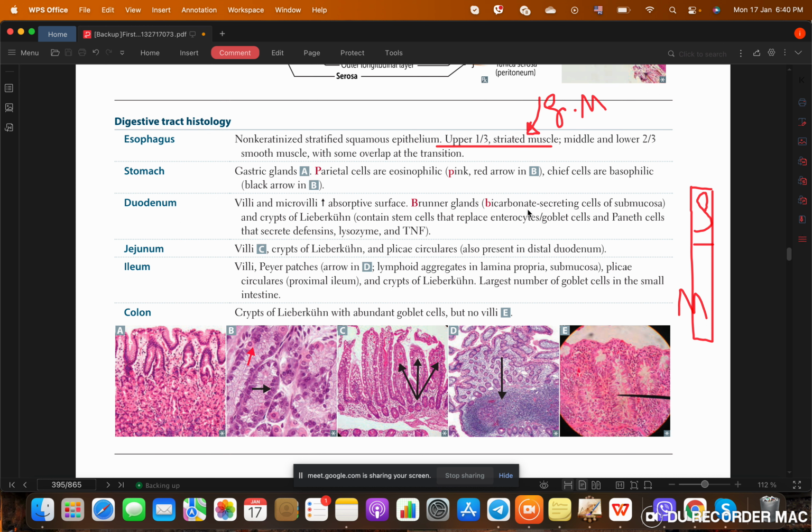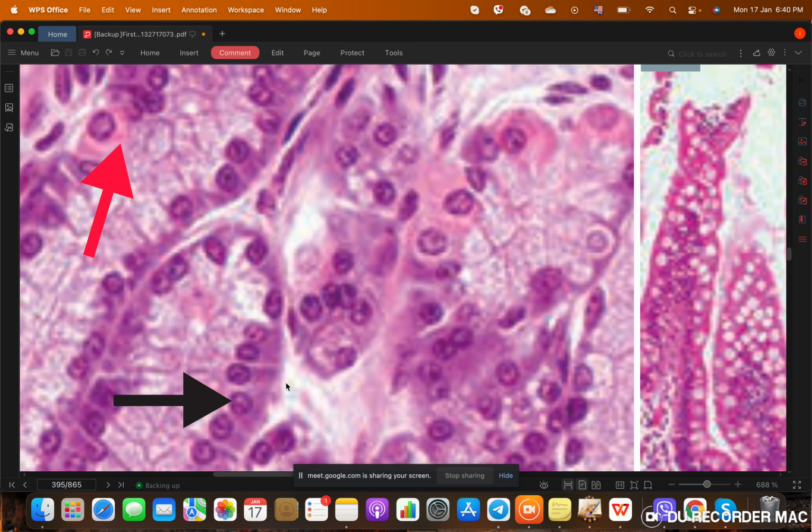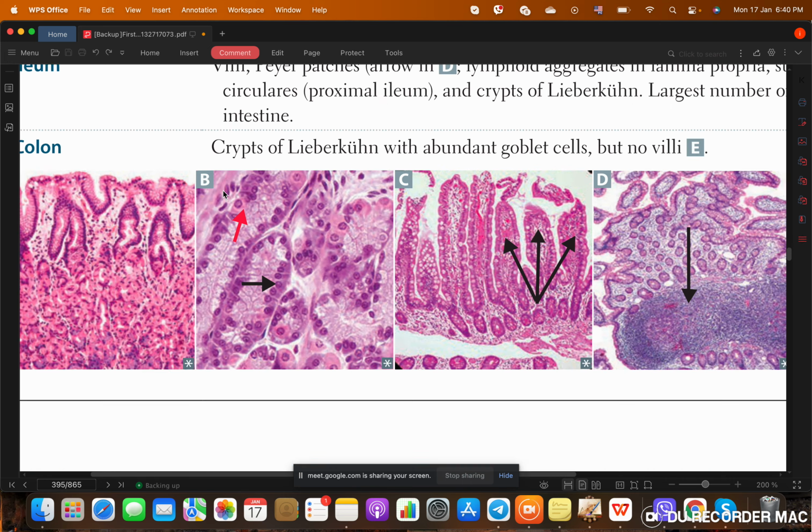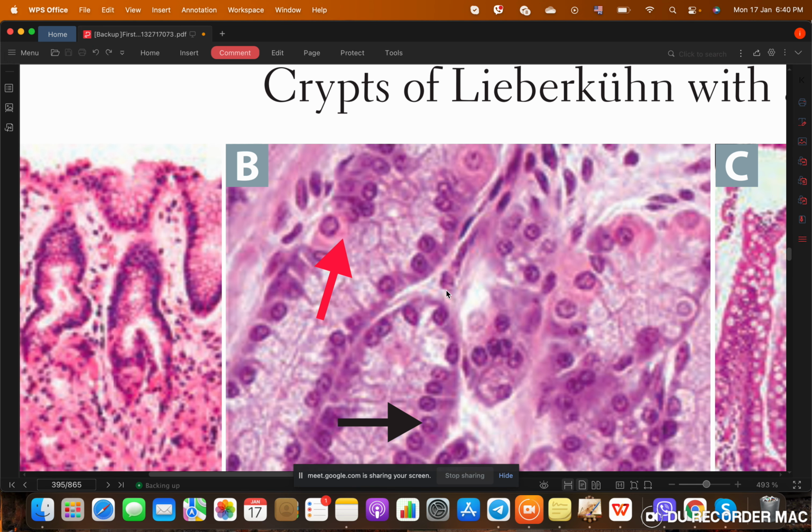So when we speak about the stomach, it has gastric glands, and these gastric glands are seen here. They contain parietal cells and chief cells. How am I going to differentiate parietal from chief? Well, the answer is actually quite easy. Parietal cells start with a P, so they are pink, while chief cells are basophilic, okay? Remember, the chef in the basement. So basophilic.